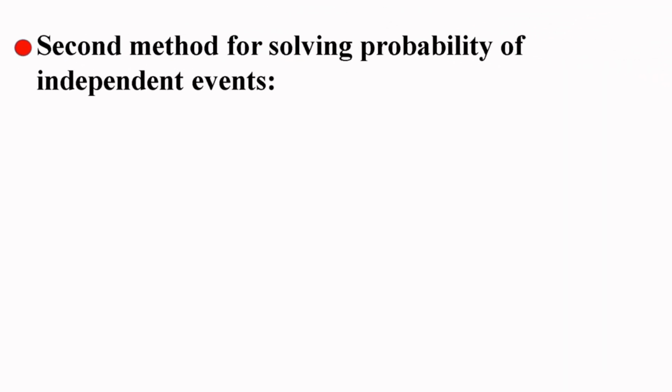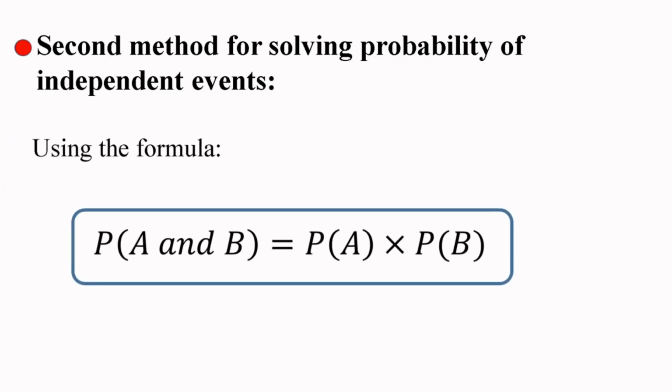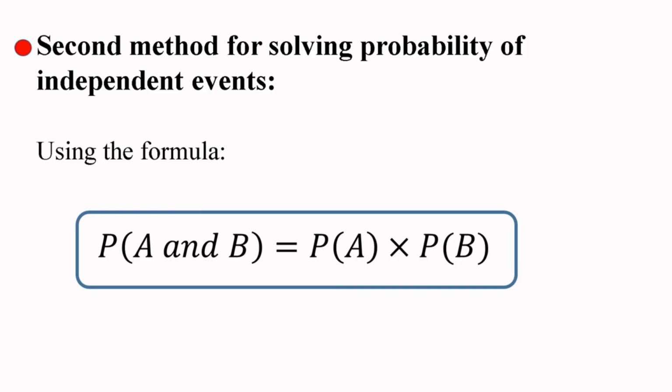Really easy. The second method that we are going to use for solving probability of independent events, and it is really better method, and I strongly suggest you to do this method because the possibility of making mistake is really less and it is less time consuming, is using this formula. P of two events which are independent, it means they are not going to have impact on each other, is going to be P of A and B is going to be equal P of A multiplied by P of B.